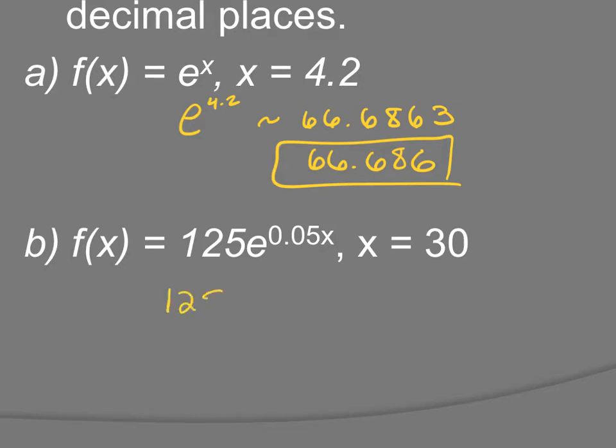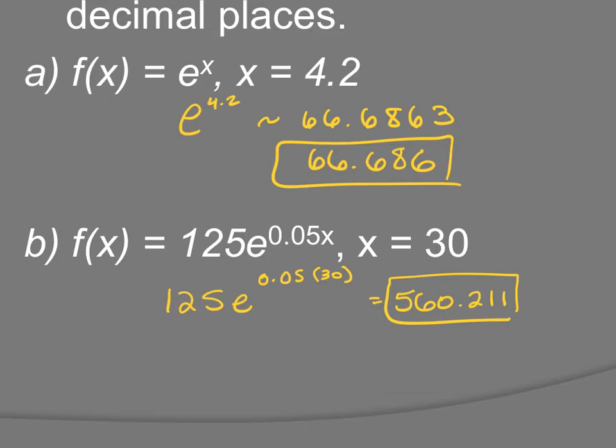B says 125 e to the 0.05 times 30. This is where it's important to get to know your calculators. On the portion of your test that you'll be able to use your calculator with, you can use either scientific or graphing, okay? Which means I can take that exponent and do it all at once. 125 times e to the 0.05 times 30. I can type it in exactly like that. And I get 560.211.